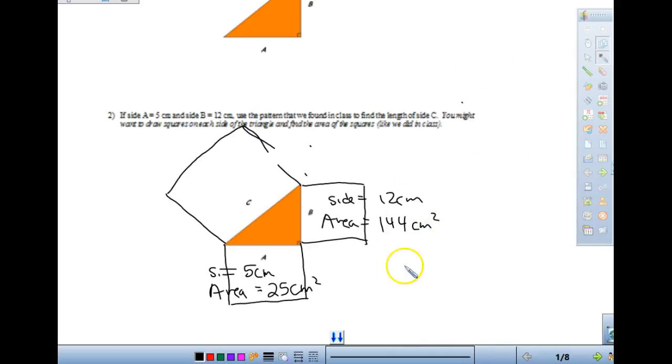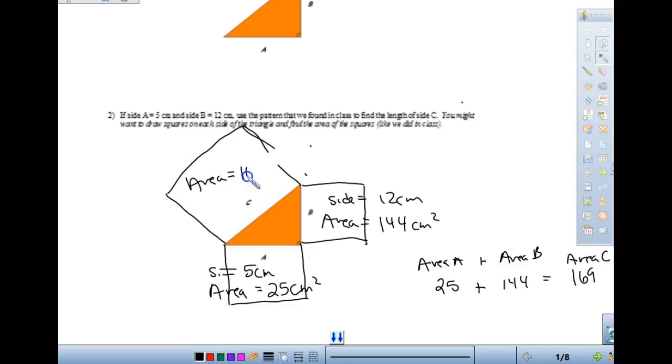And what we did up above was we added the area of A. So we're taking the area of A, which was 25, plus the area of B, which was 144. And we added those together. And that is our area of C, which was 169. And if the area is 169, to find the side length, C has to be equal to the square root of 169, which we know is one of our perfect squares. So 13 centimeters was the answer.